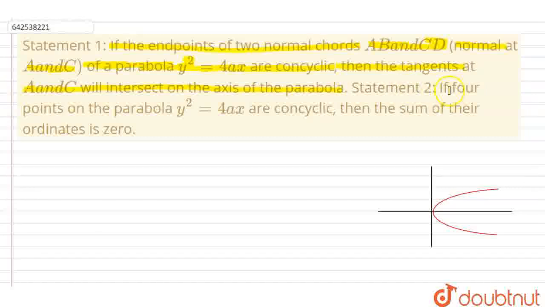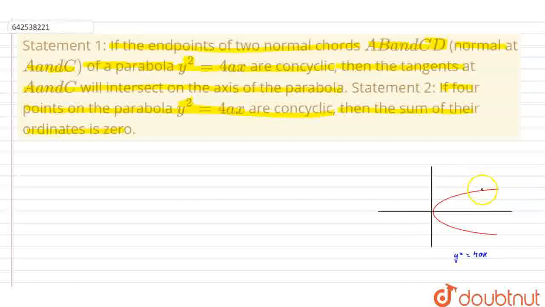And statement 2 is if 4 points on the parabola y square equals to 4ax are concyclic, then the sum of their ordinates is 0. So this is the parabola y square equals to 4ax.